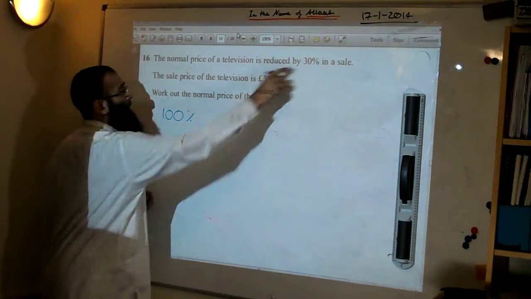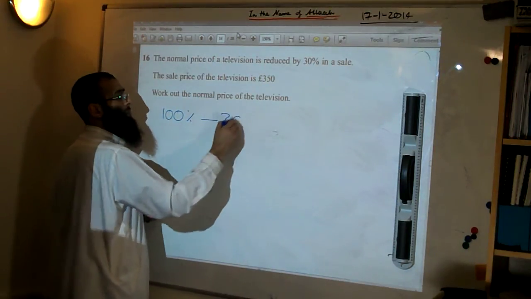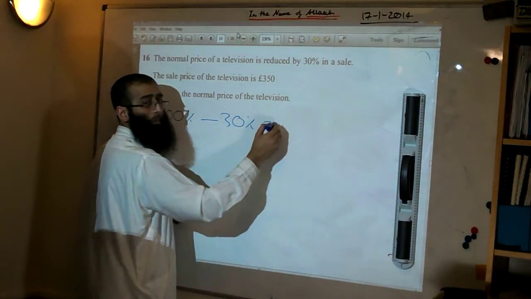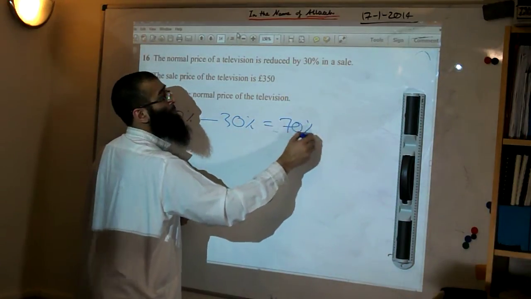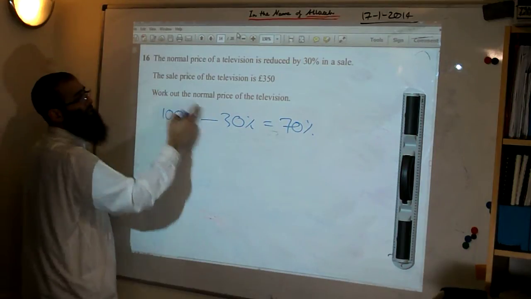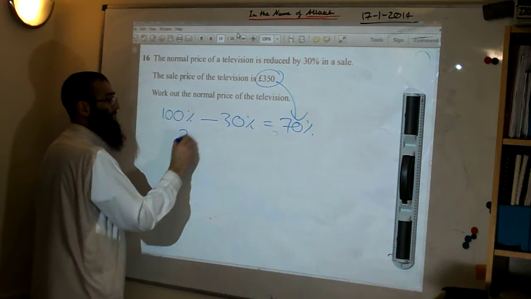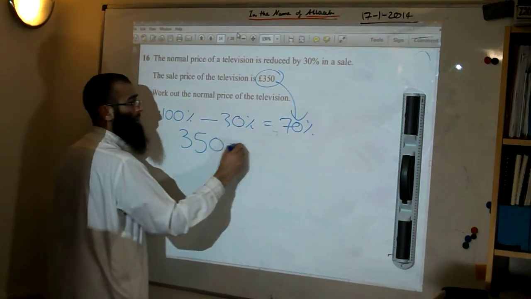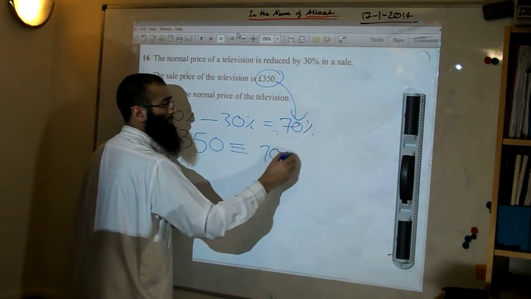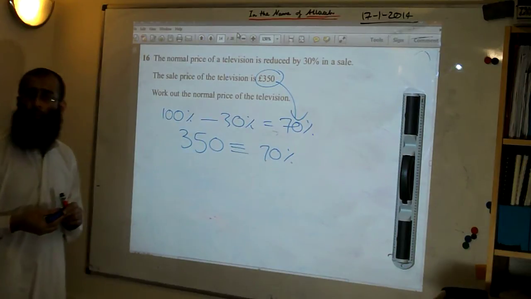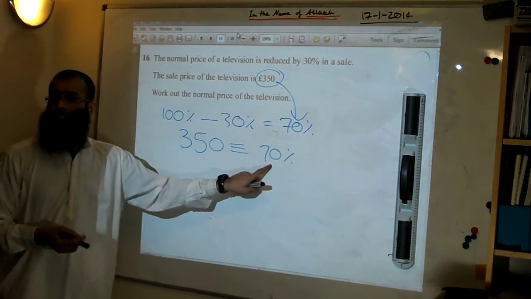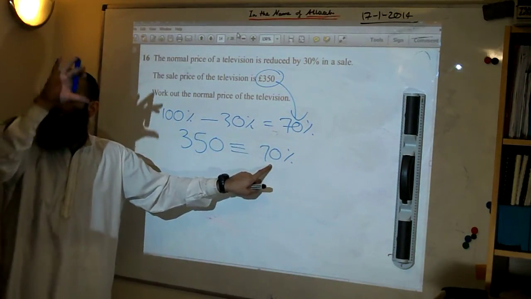It's been reduced by 30%. So how much is it worth now? 70%. So the sale price is. So we can say now that the £350 is equivalent to 70%. Are we happy with that, folks? Yeah. So that sale price is now worth 70% of the original value because it's 30% off.